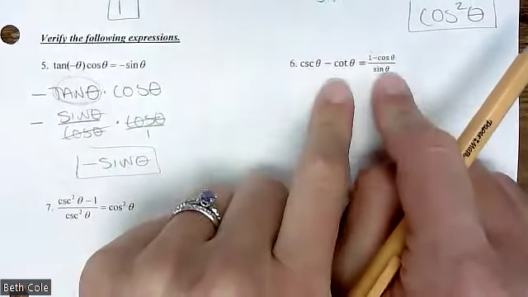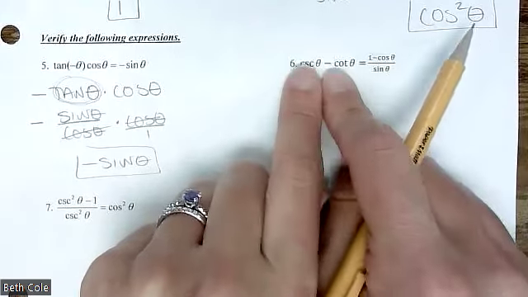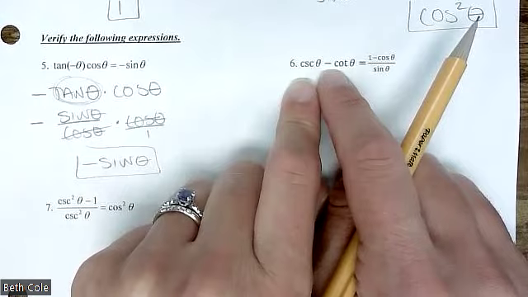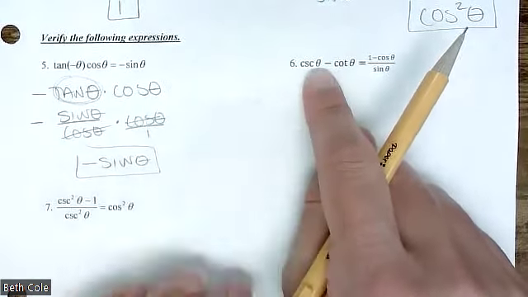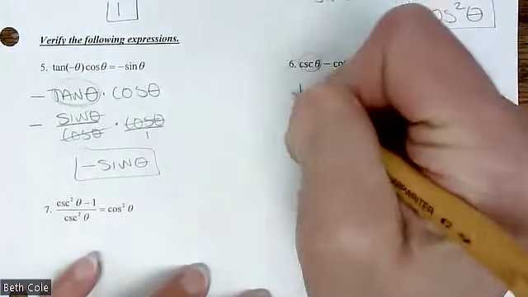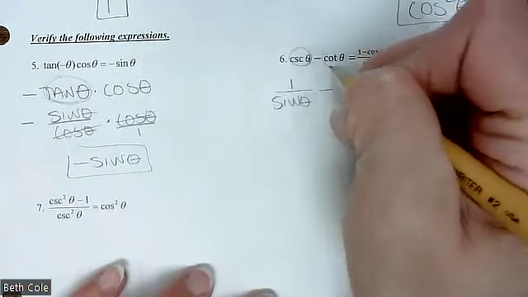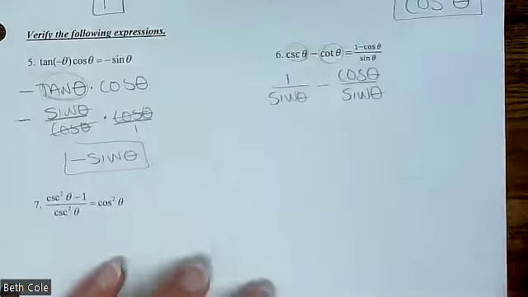All right, here, I realize it looks like the right side is the more complicated side, but it's actually the left, because you have that subtraction in there. And you'll see where I'm going with this after we do the first step. Let's do some replacements. What can you replace cosecant with? 1 over sine, minus, and then you can replace cotangent with cosine over sine.